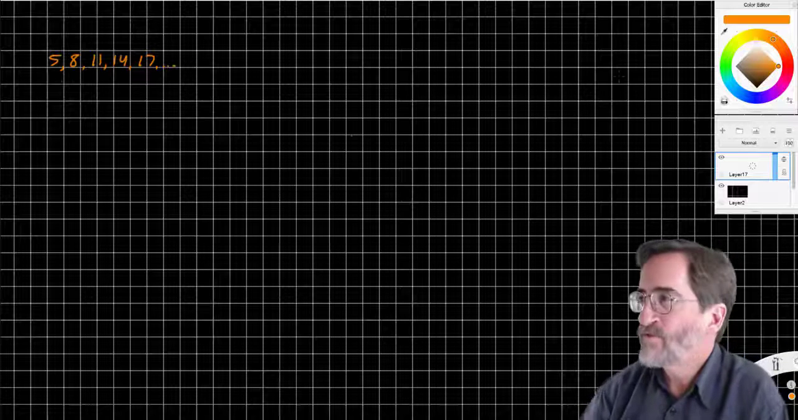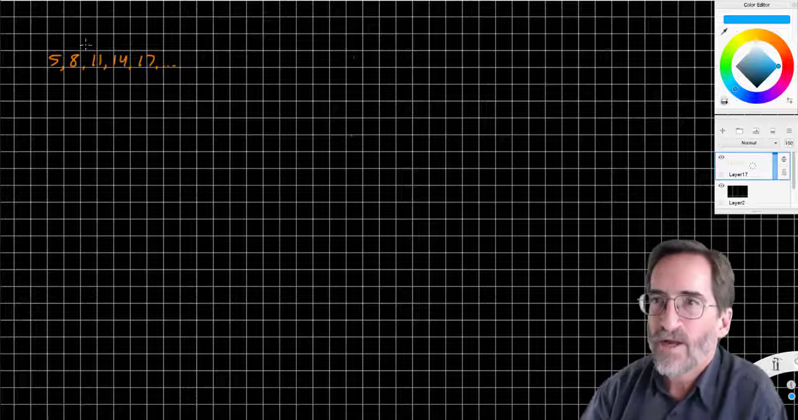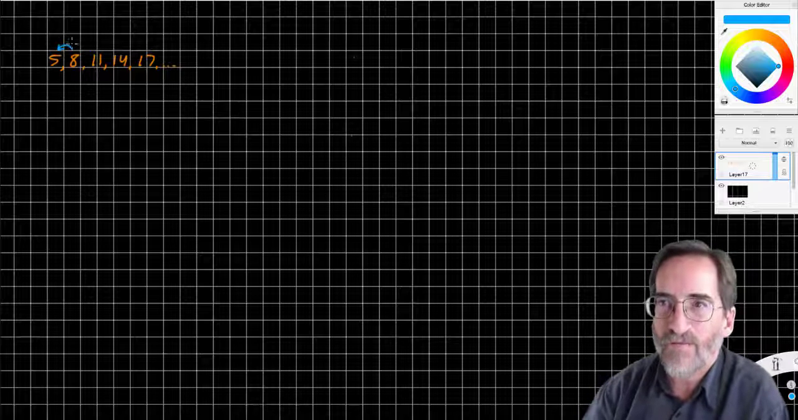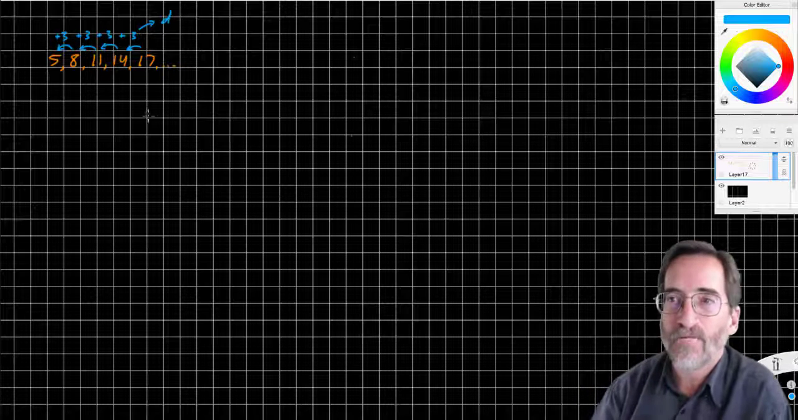The hallmark of an arithmetic sequence is a constant difference. That is, the difference between each successive term is the same. 8 minus 5 is 3. 11 minus 8 is 3. 14 minus 11 is 3. 17 minus 14 is 3. Or we can be thinking of it as adding 3 each time. Common difference, indicated by the letter d.